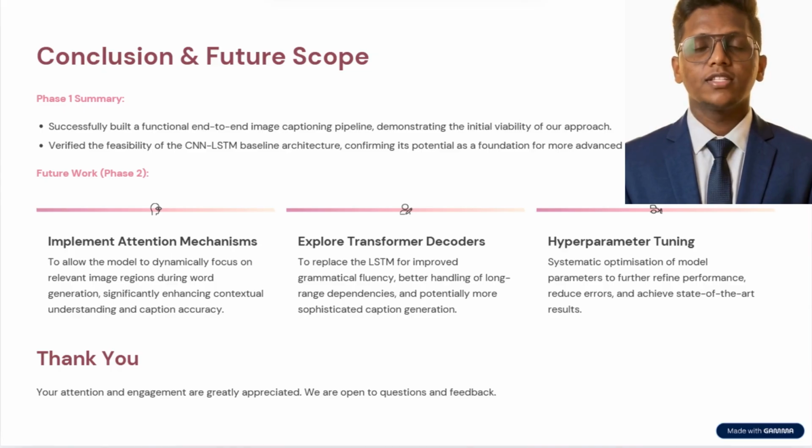Moving forward to Phase 2, we have a clear plan. We will implement attention mechanisms, which allow the model to focus on specific parts of an image dynamically when generating each word, rather than relying on a single static summary. We also plan to explore transformer-based decoders, which are known to generate much more fluent and complex text than standard LSTMs.